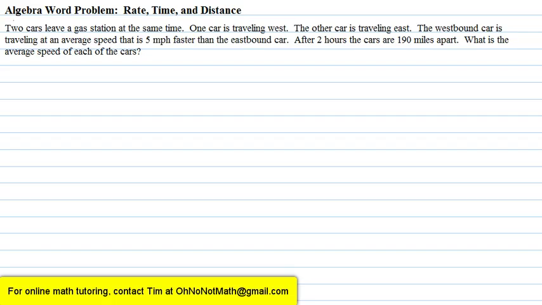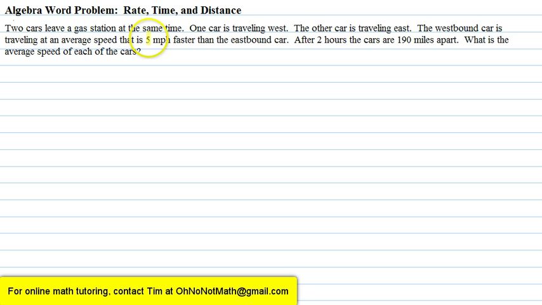The westbound car is traveling at an average speed that is 5 miles per hour faster than the eastbound car. After 2 hours, the cars are 190 miles apart. What is the average speed of each of the cars? So let's start by highlighting some of the key information.